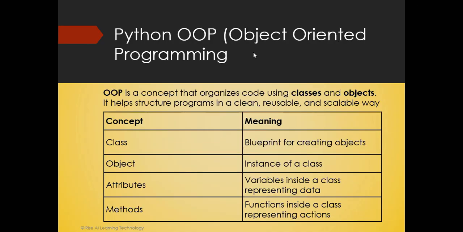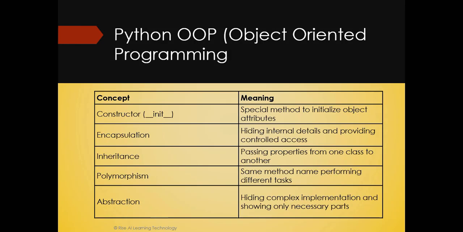Okay, so let's quickly revise whatever we discussed yesterday. We discussed class, which is a blueprint for creating the object. What is an object? An object is an instance of a class. Attributes are variables inside a class representing the data. Methods are functions inside a class representing actions. So how do we create a constructor of this class? This is the syntax to create the constructor of a class: underscore init underscore.